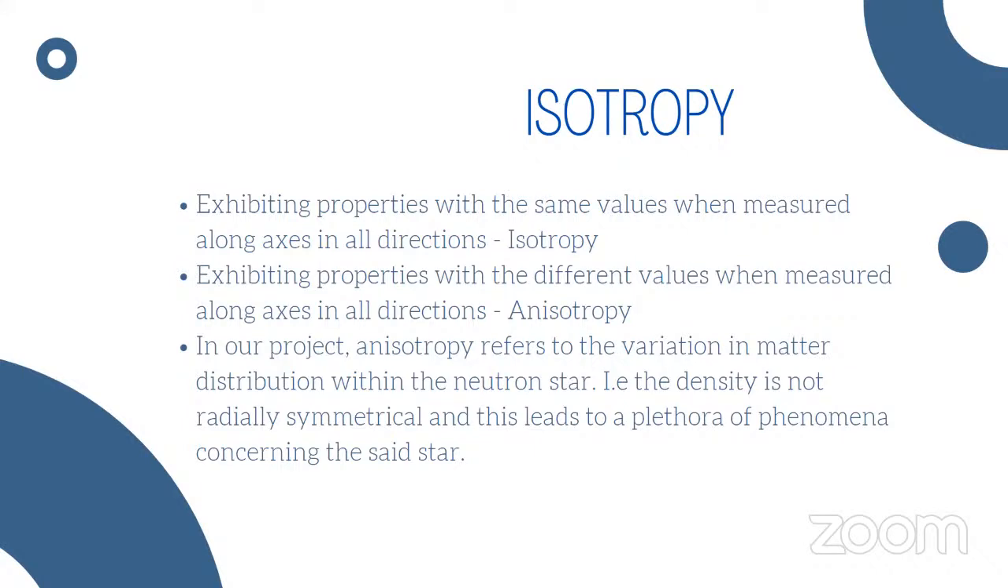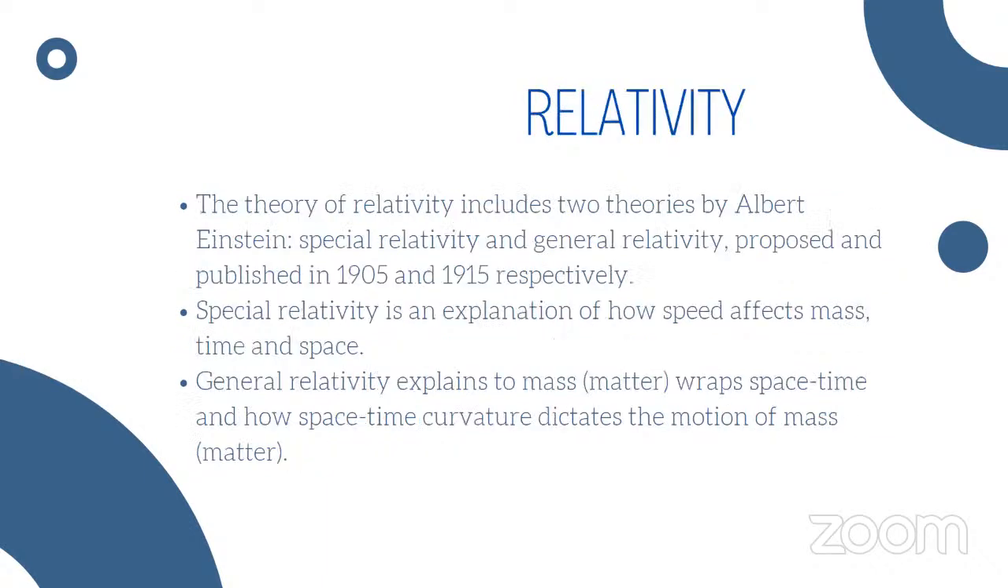So in our project, anisotropy typically refers to the variation in matter distribution within a neutron star. That is, we say that the density is not radially symmetrical, and this leads to a further plethora of phenomena concerning the star. Based on this assumption, we can discuss a number of cases. A number of research problems can further be derived from the case of anisotropy itself.